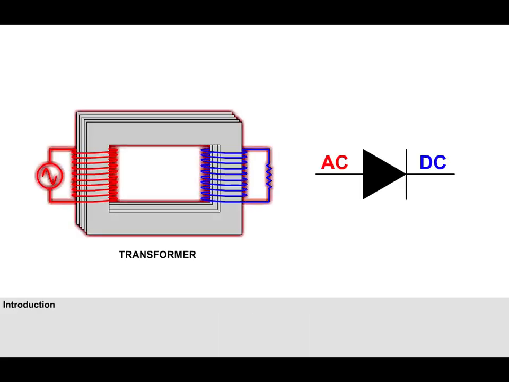One of the biggest advantages that an AC supply has over a DC supply is the ease with which the value of alternating voltage can be raised or lowered with great efficiency by the use of transformers.